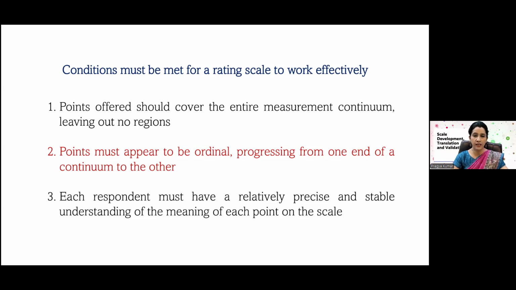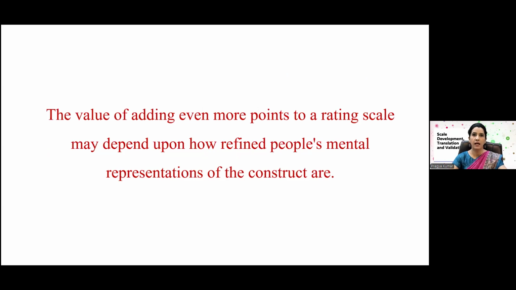As I was saying, it should cover the entire range, and each respondent should have a precise and clear understanding of the meaning of each point on the scale. If you want to add more points, like going from a 5-point to a 7-point scale, then it depends on the mental level of the people and their cognitive abilities. I think there was a question from one of the participants regarding language.